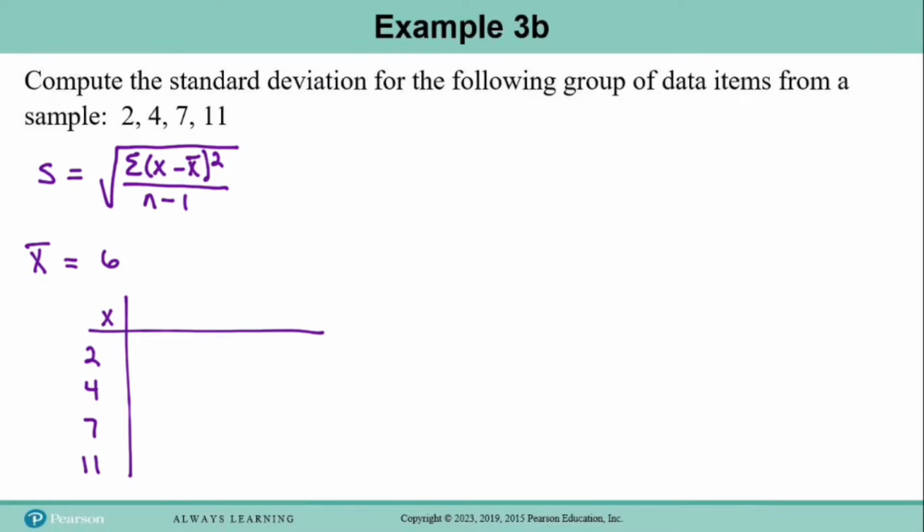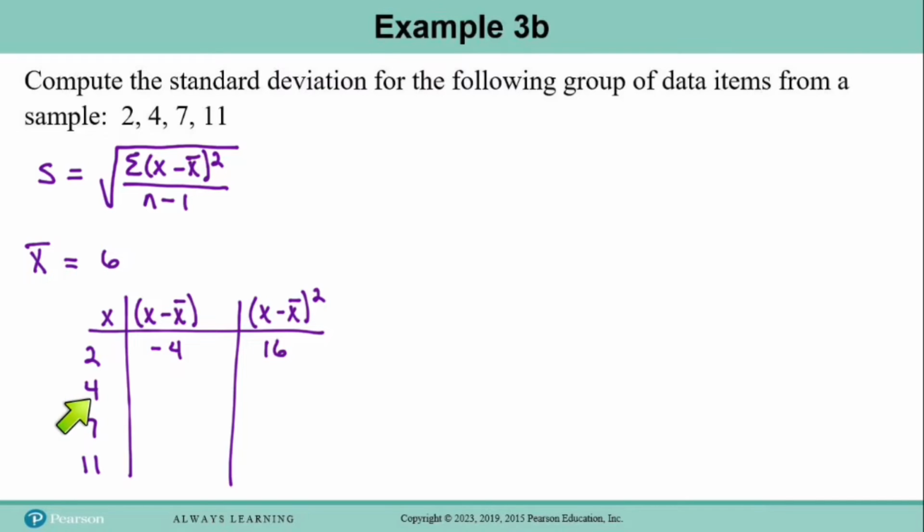Okay, now let's have that little table that we used on the last slide. We'll have one column for our deviations and then another column where we square those deviations. We'll just take each data value one at a time. For the first one, the deviation is the data value minus the mean. So 2 minus 6 is -4. And when we square that deviation, we get 16. -4 times itself is 16.